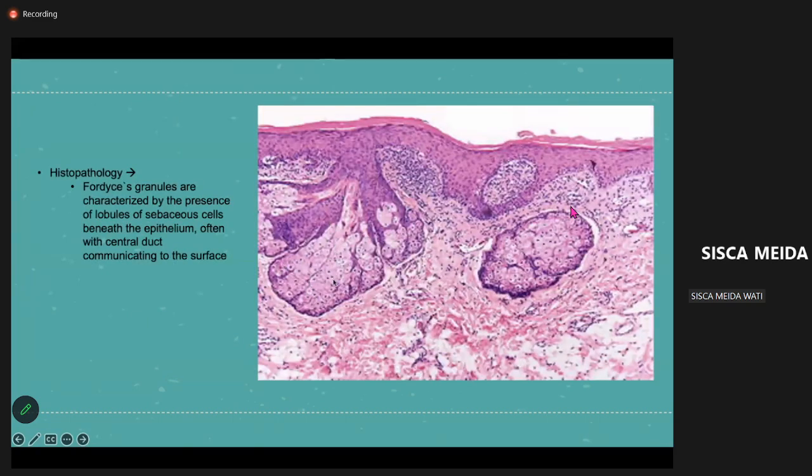Histopathologically, you will see the sebaceous glands beneath the epithelium of the oral mucosa. So this is the sebaceous gland. A lot of sebaceous glands under the epithelium.